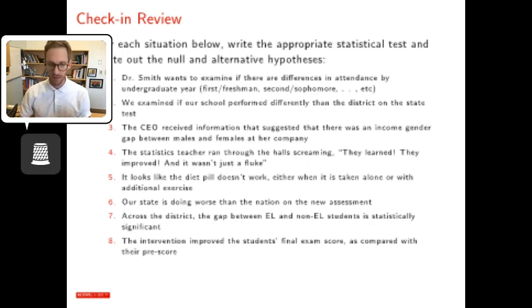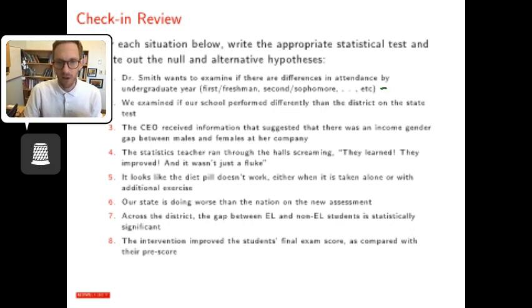Okay, so you should have filled these out. I'm going to use green today because we haven't done green. Okay, so let's read number 1 and decide what test we're going to use and what the null and alternative hypotheses are. Dr. Smith wants to examine if there are differences in attendance by undergraduate year. So freshman, sophomore, etc. So it looks like that etc. means that we know there are at least 4 undergraduate years. Some do more. But the idea being that we're going to have more than 2 groups.